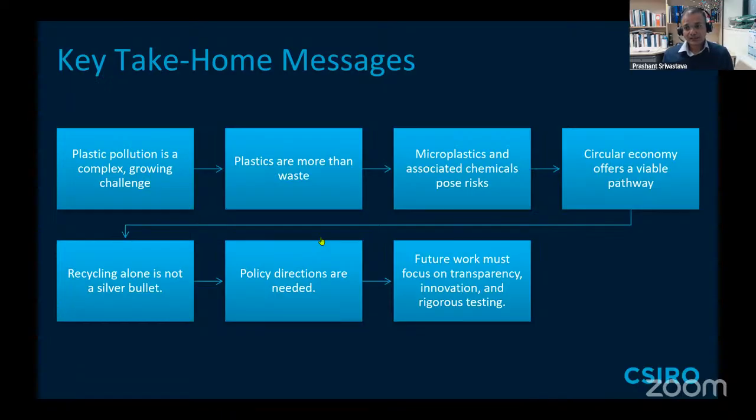It encourages us to rethink how we design, use, and recover plastic materials, extending product life, avoiding unnecessary production, and minimizing waste. It's our best chance to reduce the flow of plastics into the environment while supporting economic resilience and innovation. But we must also exercise caution.